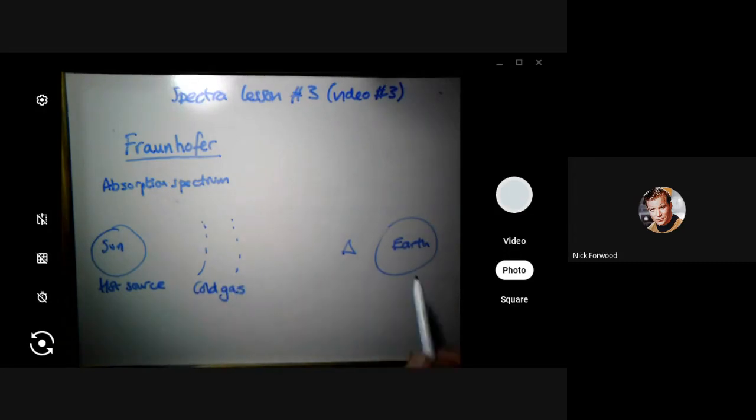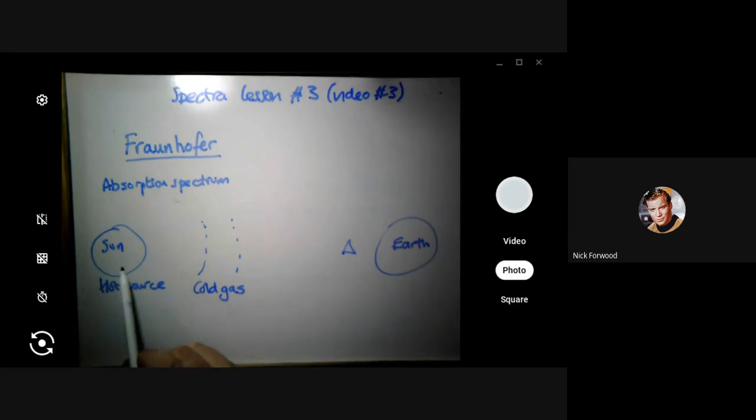So Fraunhofer here on Earth is looking with his prism at the light from the sun, and it's traveling out, and it is passing through successive layers of gas that get cooler and cooler, and at some distance we've got some cold gas. Okay, so what's going to happen?